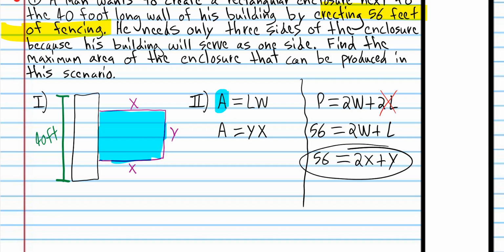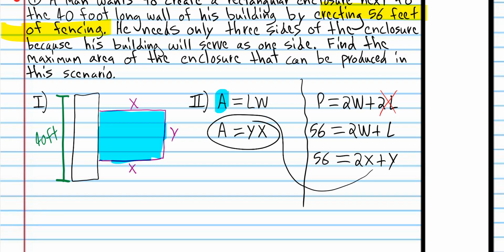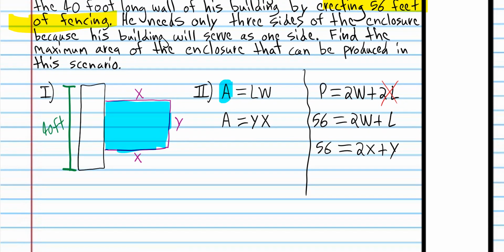So now we have an equation that we can use to put our expression, or our value that we're trying to maximize, A, in terms of only one variable. So I'm going to solve for y. And then I'm going to take this expression here and plug it in for y. And I'm going to write A in function notation. Well, I guess I can do that in the next step. So I have 56 minus 2x times x.